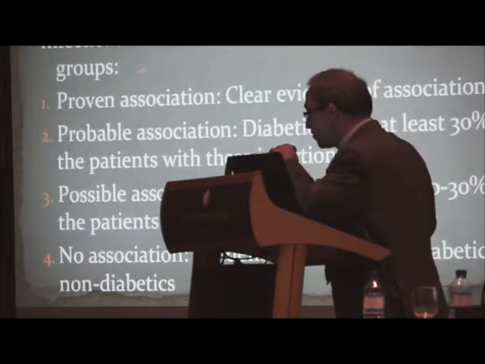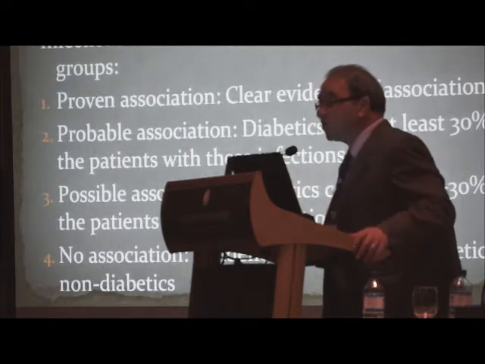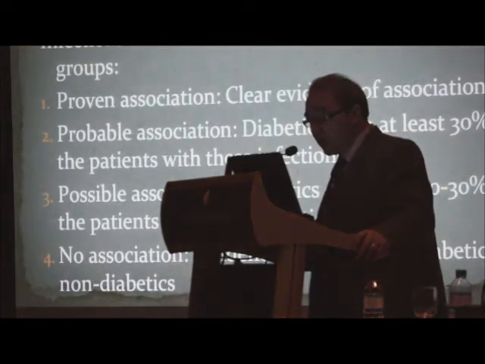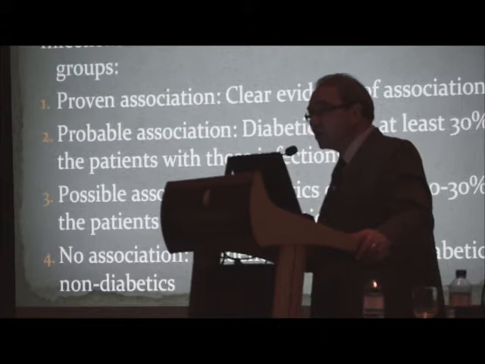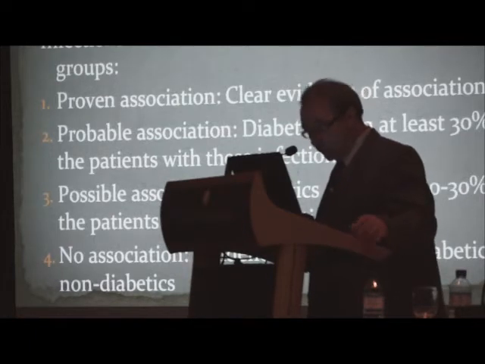The second group includes infections which are considered to have a probable association with diabetes. These are the infections in which diabetic patients constitute at least 30% of patients with these infections. The third group includes infections which are considered to have a possible association with diabetes, defined as infections in which diabetics are from 10 to 30% of the patients. The fourth group includes infections which were found to have no statistical difference between diabetics and non-diabetics.